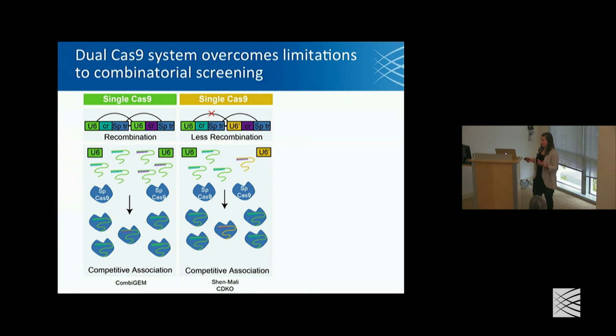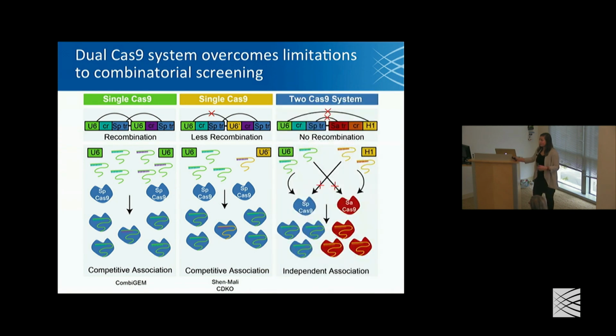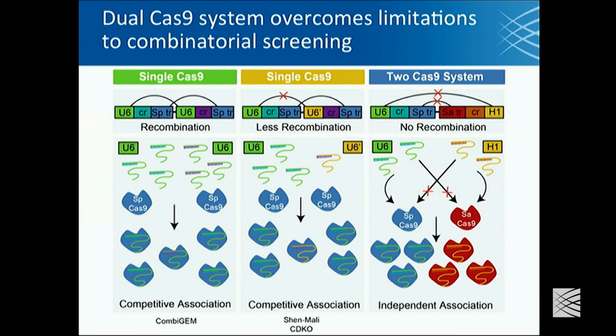People have been trying to find good ways to knock out 2 genes at once for a while now. There's this issue of recombination, but also competitive association. We developed a 2-Cas9 system using S. pyogenes and S. aureus Cas9. Because it's 2 different Cas9s, you get no recombination, but you also get no crosstalk in your system. And we found it to be very effective for double knockout.